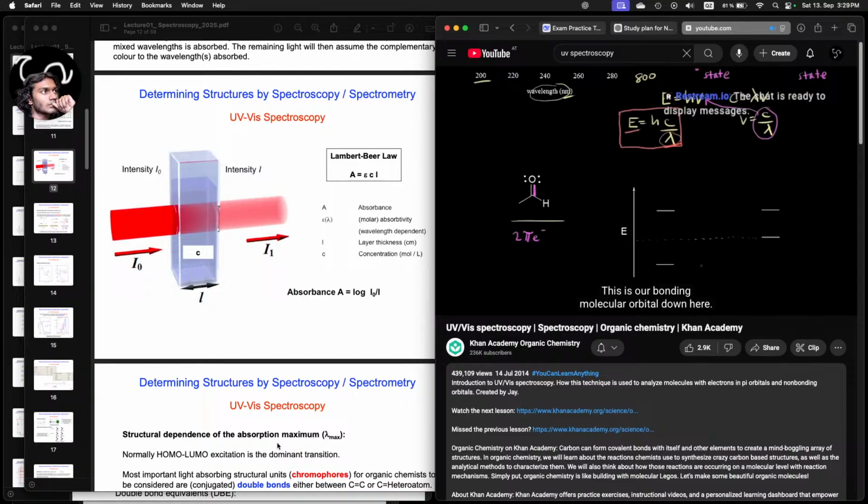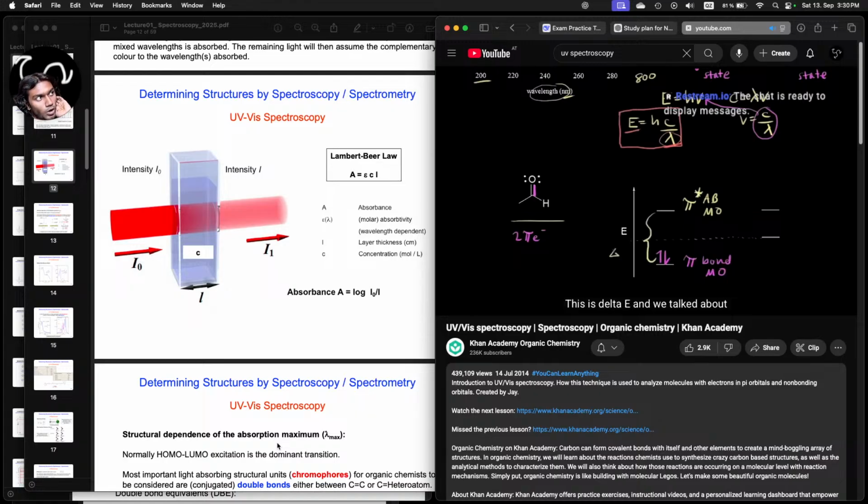So this is our bonding molecular orbital down here, and we're talking about 2 pi electrons, so let's put our 2 pi electrons into here. Then let me change colors. This up here is our anti-bonding molecular orbital, which we call pi star. So there's an energy difference between the bonding molecular orbital and the anti-bonding molecular orbital.